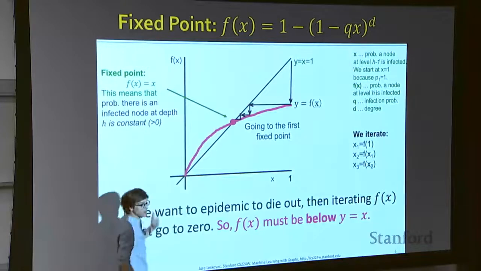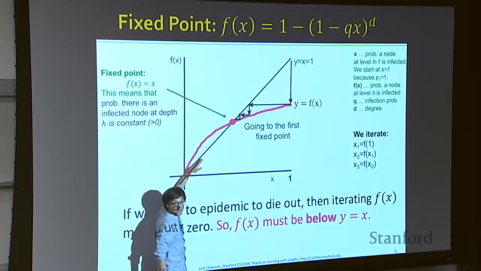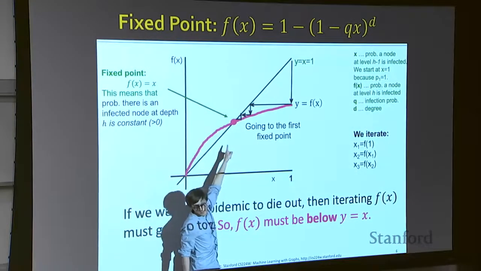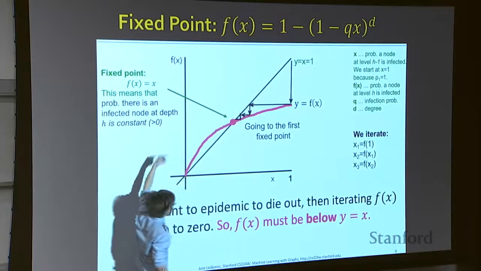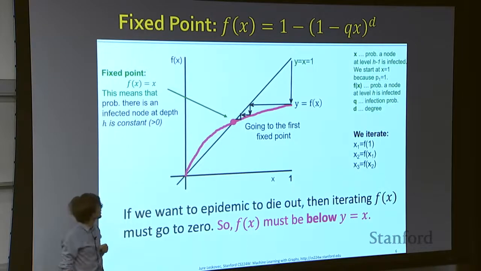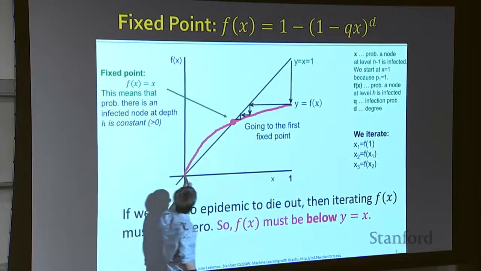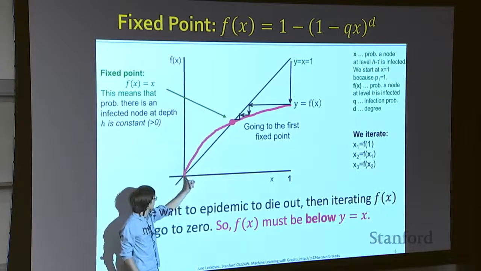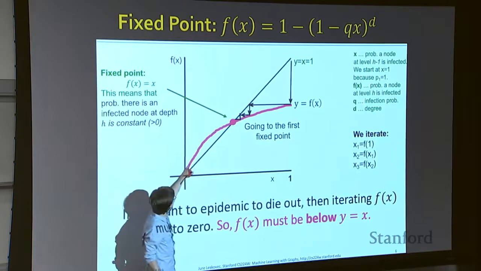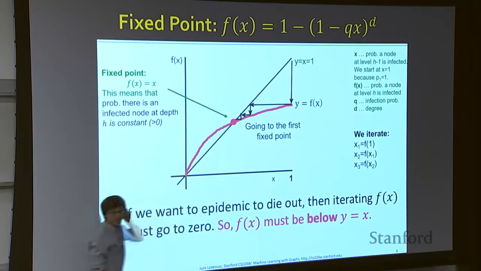So now what we really want to do, if I want the epidemic to die out, then I want this curve to be below this line. Because as soon as I cross the x equals y, I get stuck. I get trapped in this kind of infinite loop, f of x equals x. I'm just iterating, right? So I want this entire curve to be below here so that I'll get stuck at 0, 0, which means the probability of having an infected node at a given depth will be 0. So I want this pink curve to be below x equals y.